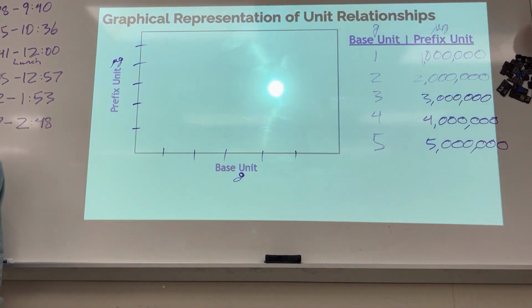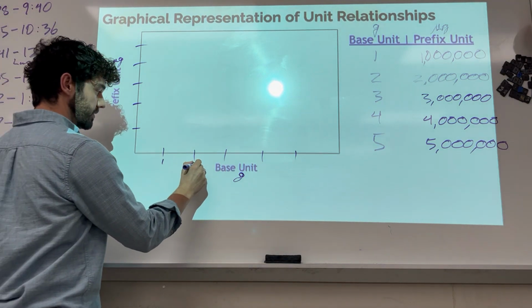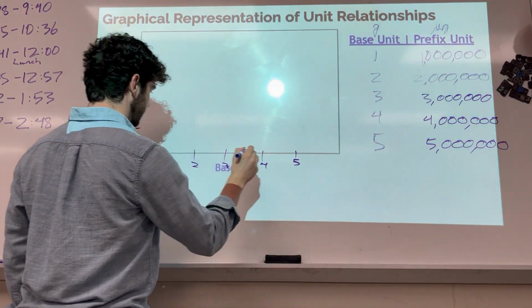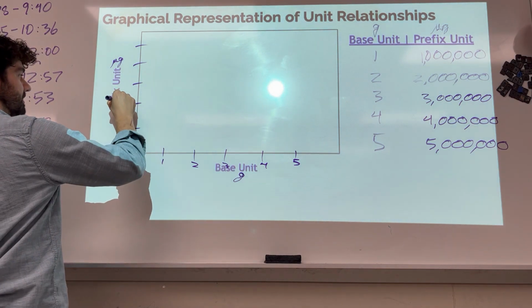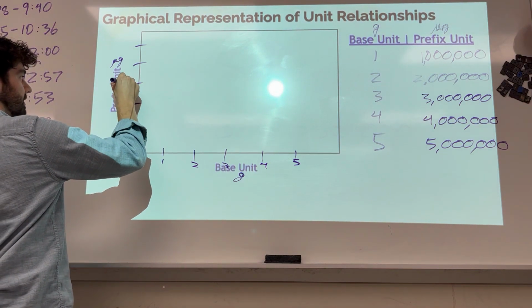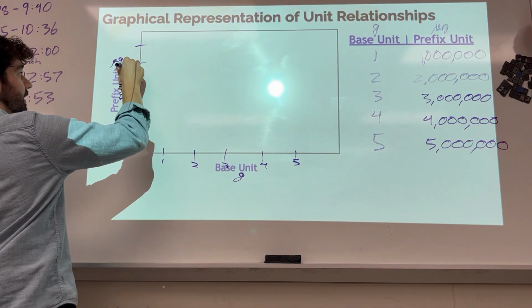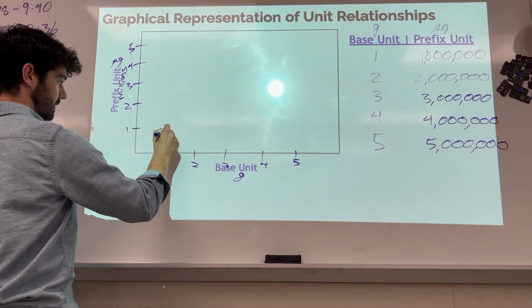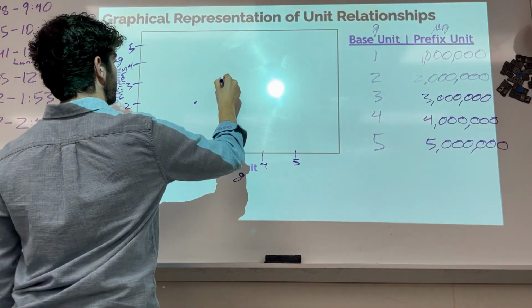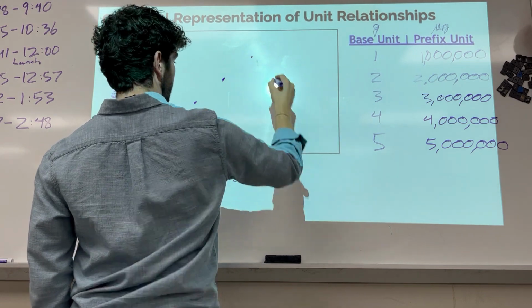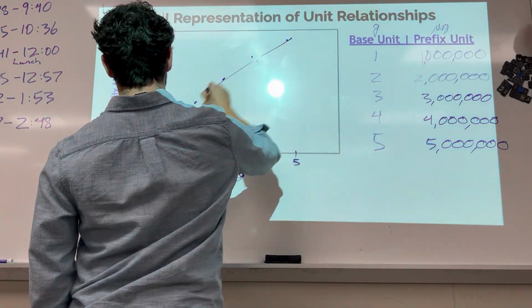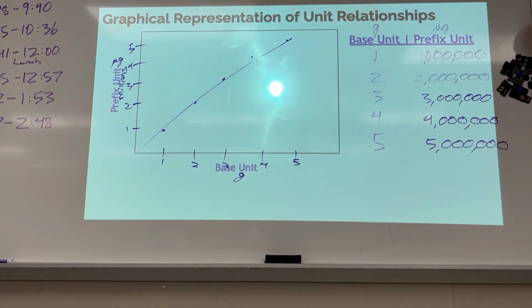What's my graph going to look like? Anyone know what shape it's going to be? Straight line, yeah, it's a linear graph. So 1, 2, 3, 4, 5. And we'll just say this is in millions. Can I write sideways? 1 million, 2 million, 3 million, 4 million, 5 million. Perfectly straight line, and it goes through all the points perfectly.